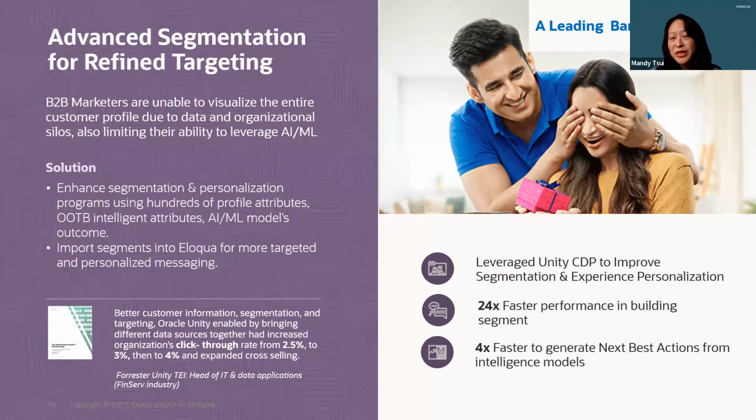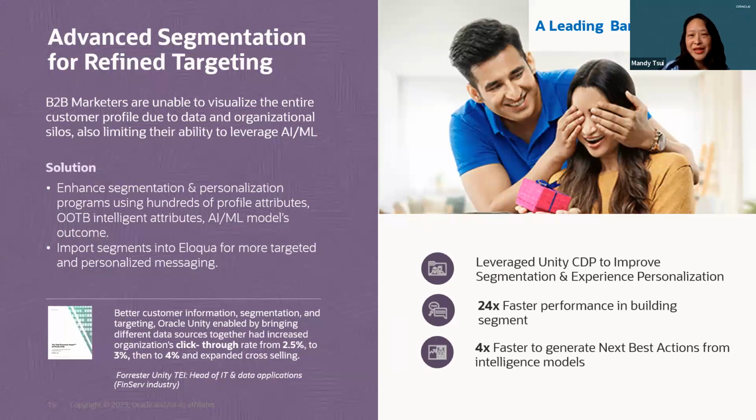They saw 24 times faster performance in building their segments. Because they were able to automate this process and have all this customer data in one location, they were able to reduce the manual effort and the time it took them to build a segment. On top of that, they were able to see a 4 times faster way to generate the next best action, because they had that out-of-the-box model readily available within Unity and were able to apply it to this customer data that's already sitting in the same location. So they saw some great results where they could now deliver improved segmentation and a personalized experience for their customers.